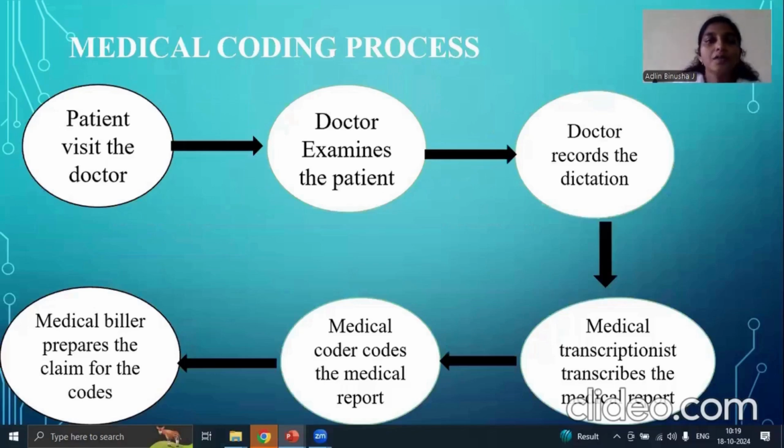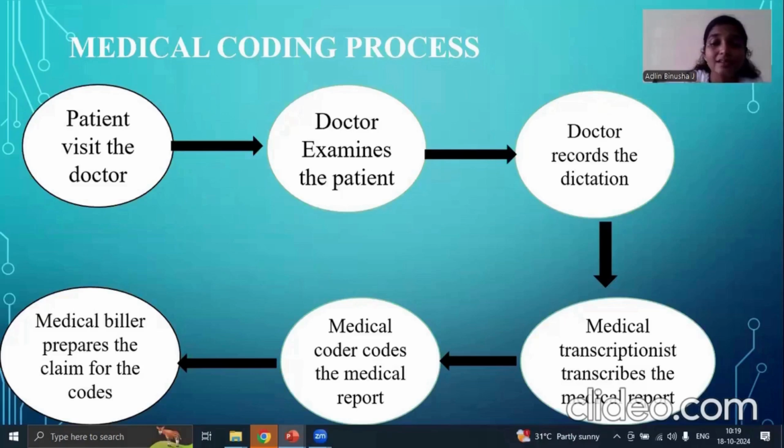Now, the process of medical coding. First, what is the overall process we are following? First, the patient visits the doctor. The doctor examines the patient and records all the problems or conditions of that patient. For example, diabetes, or some hypertension. Or you can take your own condition as an example.